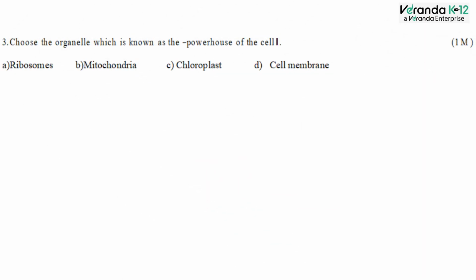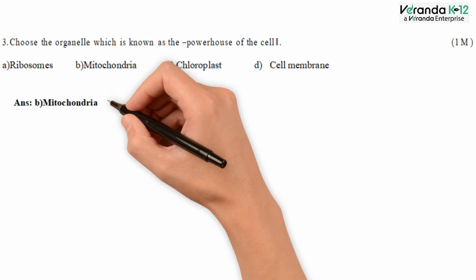Question number 3. Choose the organelle which is known as the powerhouse of the cell. Option A, ribosome; B, mitochondria; C, chloroplast; and D, cell membrane. And the answer is B, mitochondria.